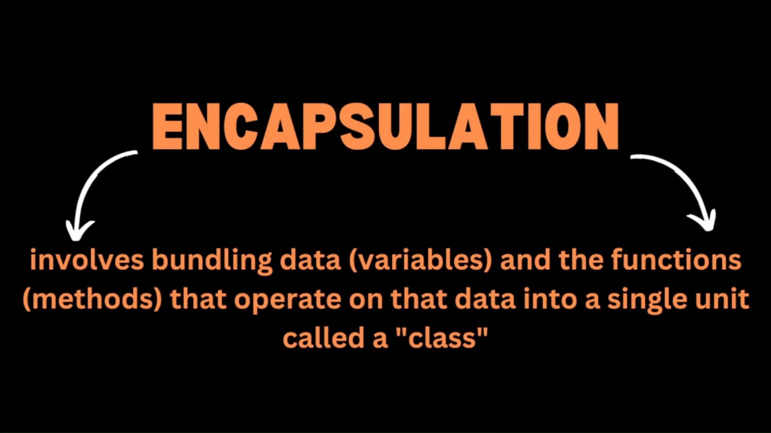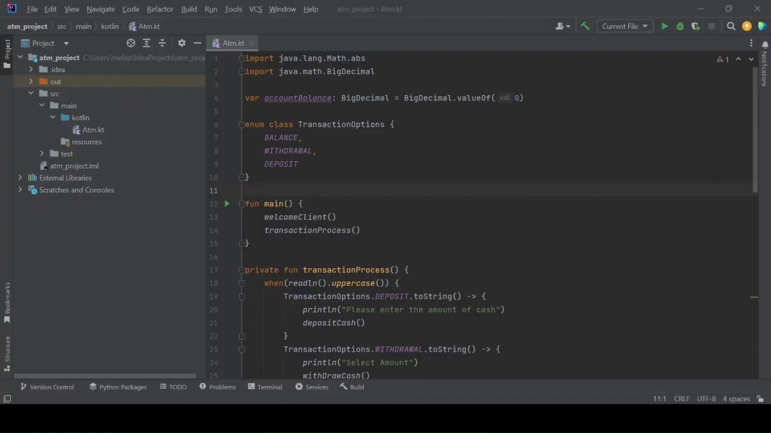Lastly, we're going to implement encapsulation. It involves bundling data, variables, and the functions or methods that operate on the data into a single unit called a class. For our program, we'll introduce encapsulation, a specific functionality within classes, ensuring that the implementation details are hidden from the outside world, which will make our code cleaner and less error-prone.